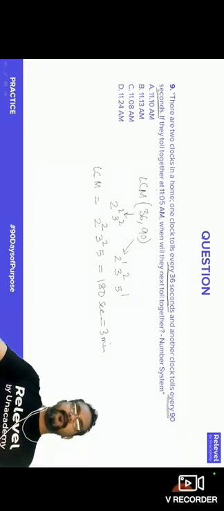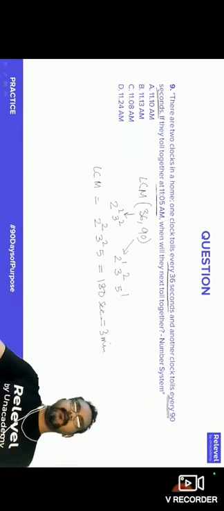So 180 seconds means basically 3 minutes. So if they ring for the first time at 11:05, they will toll again together after 3 minutes. So it's 11:08. That is option C. So 9 is option C. Next question.